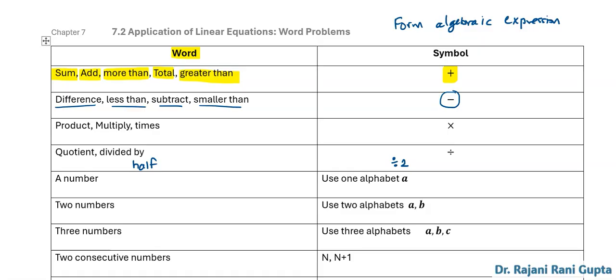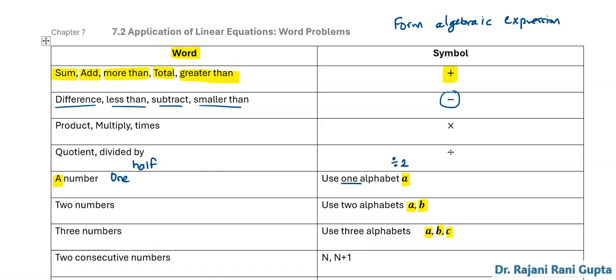Somewhere in the statement you will also see the term a number. It means you have to find the number; you don't know what the number is, so you use one alphabet. You can choose any alphabet from A to Z. For one number, you use one alphabet. When they say two numbers, it means use two alphabets, and the two alphabets should be different, like A and B. You can even use A and C, but generally we use consecutive alphabets. Three numbers means use three alphabets.